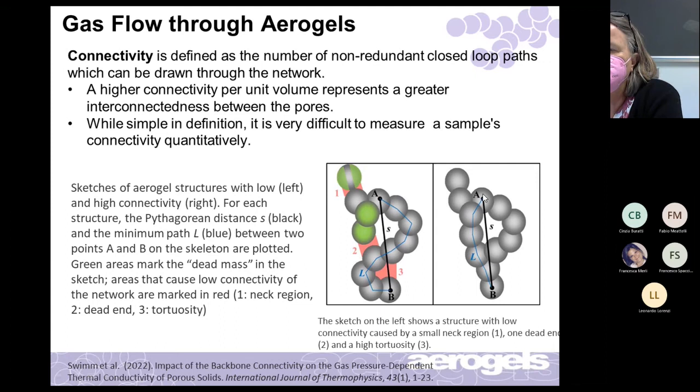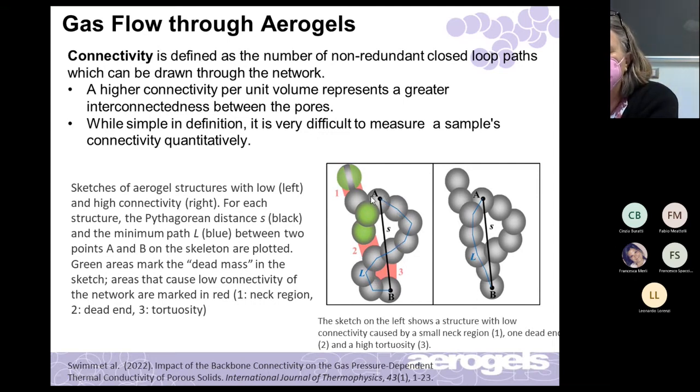And then the blue line represents the minimum path to travel between those two. I'm talking about the solid material connectivity, but the idea is the same. You can think of the pore connectivity as also of importance, but this is sort of illustrating it on the solid. In these two cases, this is low connectivity and higher connectivity, because you have a more direct path.